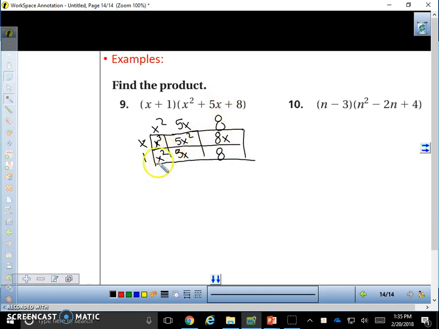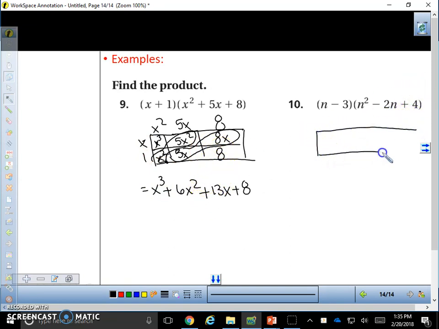Now we're going to go through and combine our like terms. So these two are like terms because they have the same exponent. These two are like terms because they have the same exponent. X cubed plus 6x squared plus 5x plus 8x, 13x, plus 8. Standard form, combined like terms, no parentheses. All the exponents are together. Great.